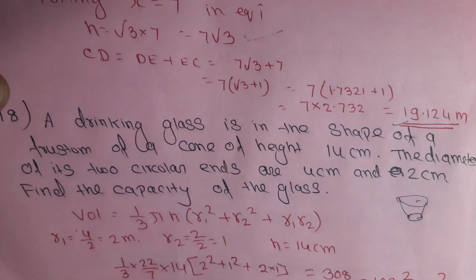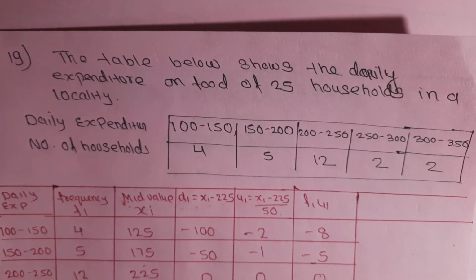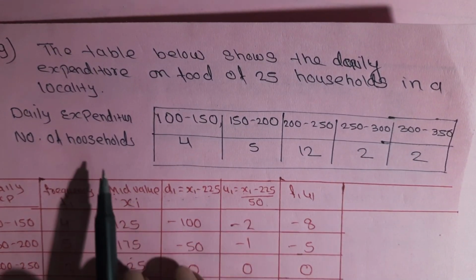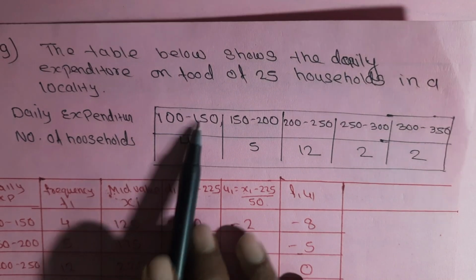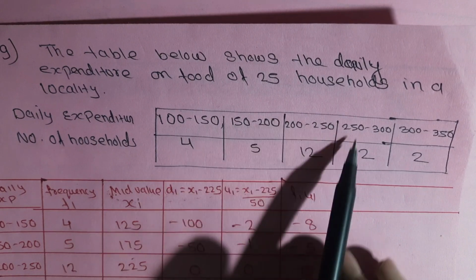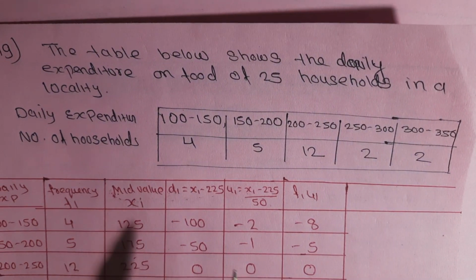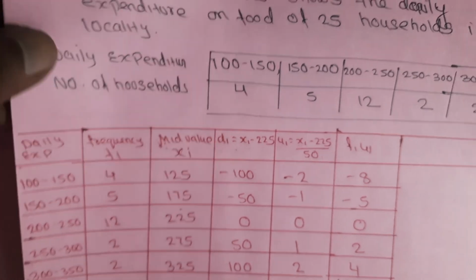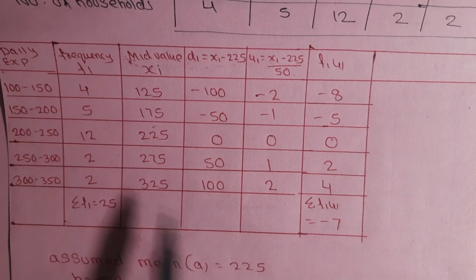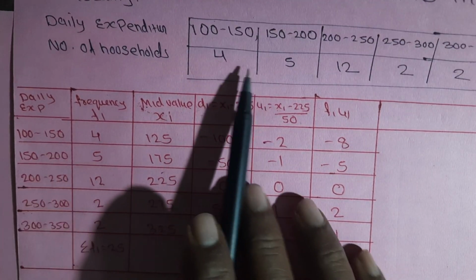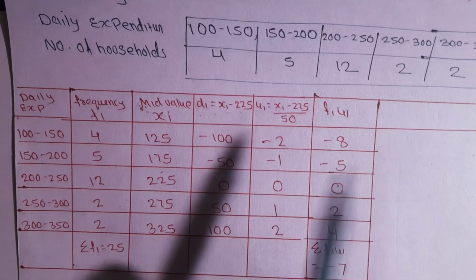Now come to the last question of this section, that is question number 19. The table has given the daily expenditure and the number of households. From 1 to 100 means there are 25 houses, and you have to find out the mean. So to find the mean, we will write the daily expenditure, whatever is in the question, here. Now what will be the mid value?